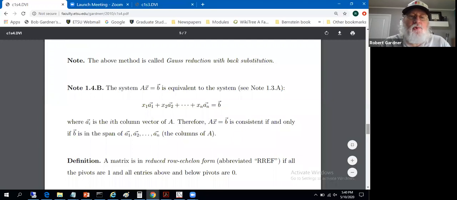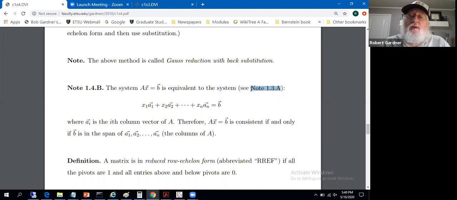The system AX equals B is equivalent to the system of taking a linear combination of the column vectors of matrix A with the components of vector X as coefficients. So saying AX equals B, matrix A times vector X equals vector B, is equivalent to this linear combination of the columns of matrix A set equal to vector B. You believe that? That was note 1.3.A. I told you to remember note 1.3.A because you're going to see it again someday. Well, it's someday. Let's jump back and look at it though.